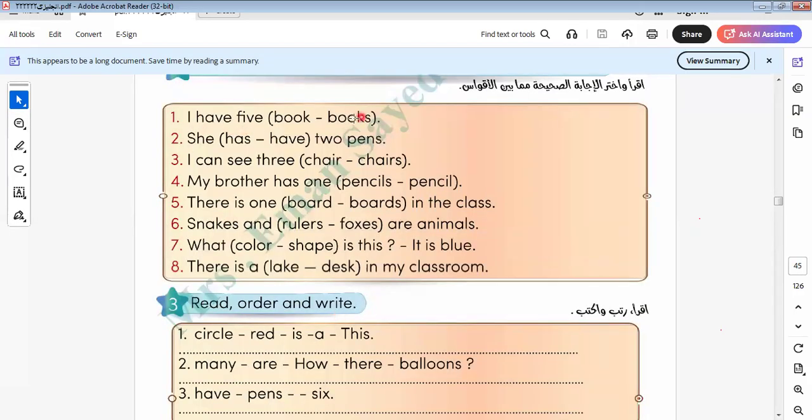I have 5 books. She pays 2 bills. She has... I can see 3 chairs. My brother has 1. Here is 1. As we know, singular doesn't take s. It will be pencil here. There is 1 ruler, 1 board in the class.